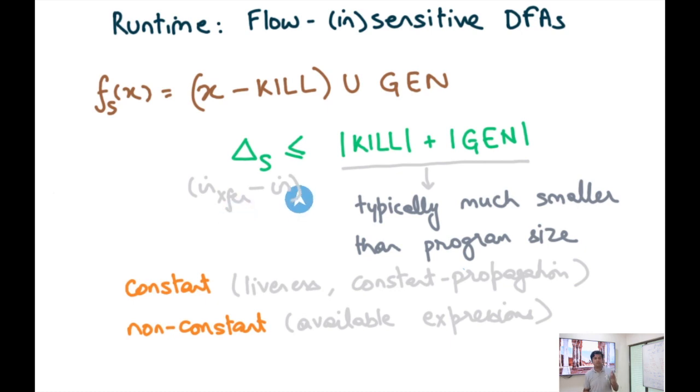It's not the distance between in and out. I'm going to come to that later. So I'm going to characterize the distance between in and out and divide it into two parts. One is the distance between in and in transferred, and another is the distance between in transferred and out. So if I look at the distance between in transferred and in, then that distance is characterized by delta S, which is less than or equal to, in this case, the sizes of kill and gen.